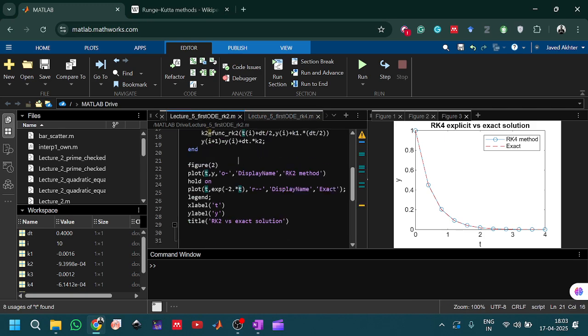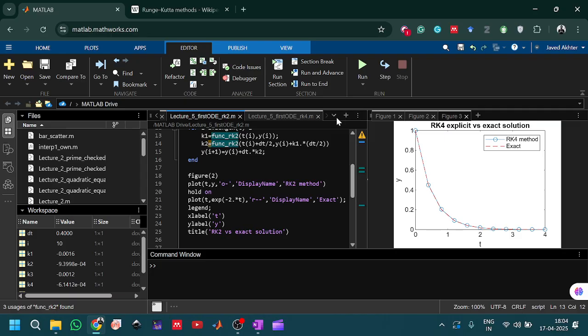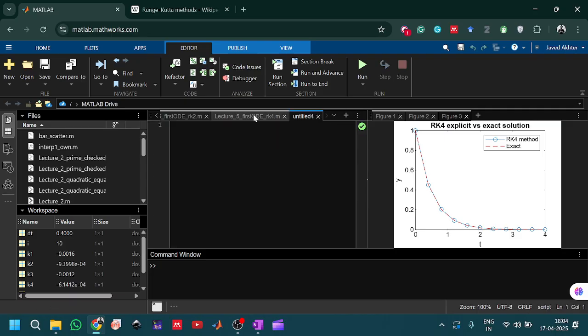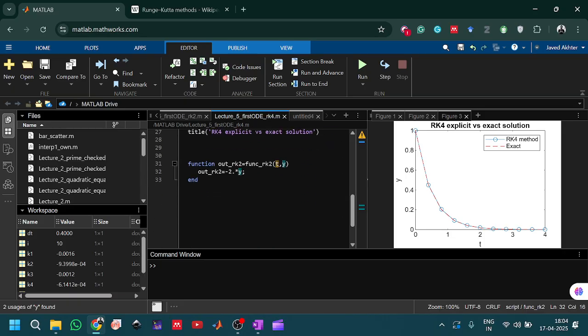So if you change the functional form here, in this code it will calculate the result of your integration of the differential equation given. So you can take different kinds of differential equation and try to play with it.